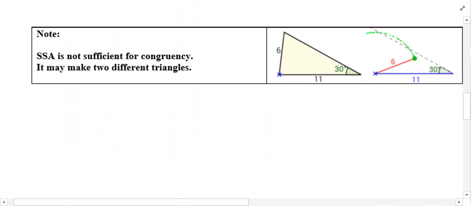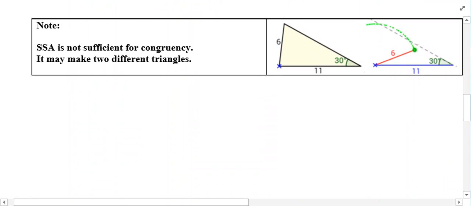There are certain ones that will not work. One of them is side, side angle. As we discussed up there, the only time that works is with right triangles, and it is called hypotenuse leg. That's because of the fact that if you have this situation, 2 things can happen depending on the length of one of the sides. The other one that does not work is AAA.